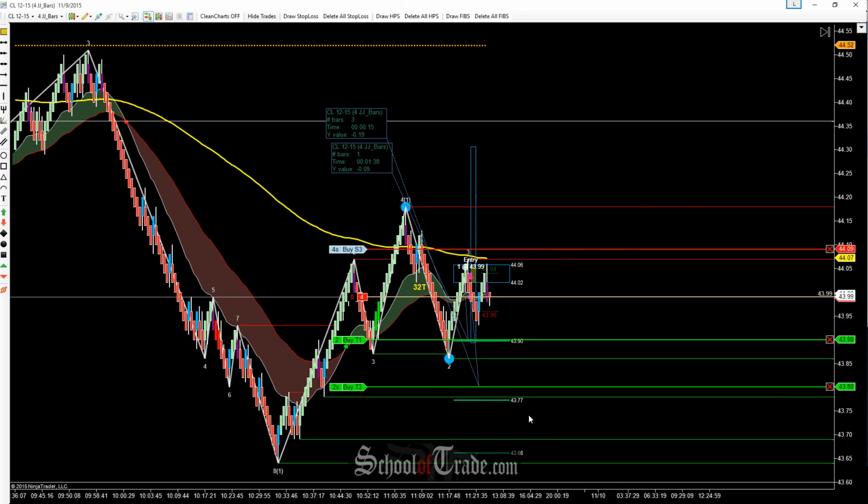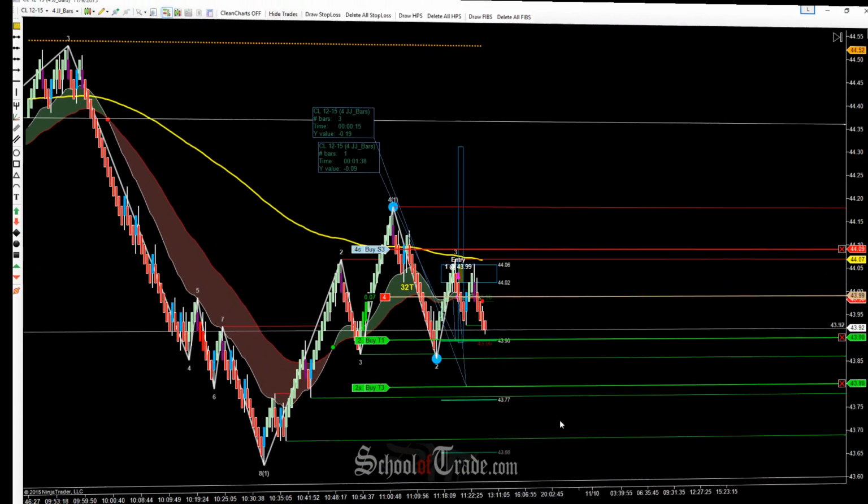So we'll give it a little bit of time here, short from 43.99, looking for 43.90, just a quick little 9-tick first target, and then the second target coming off at 43.80 for 19. So we'll be back in a little bit, see if we can get that 9-tick target hit.